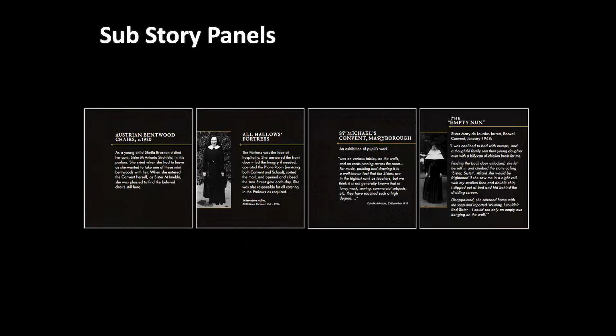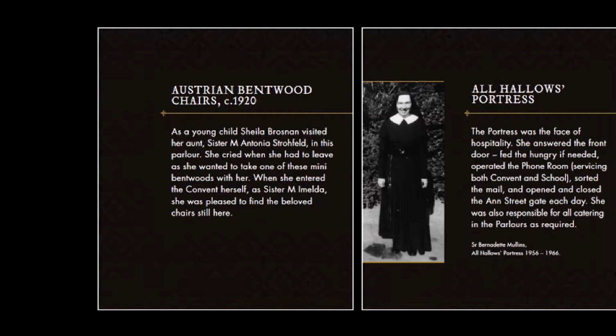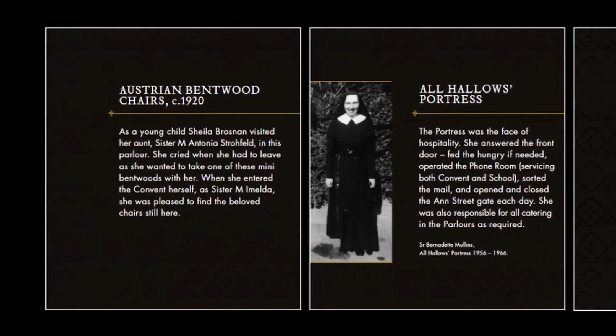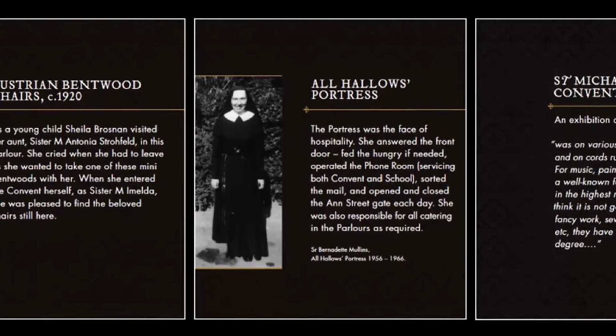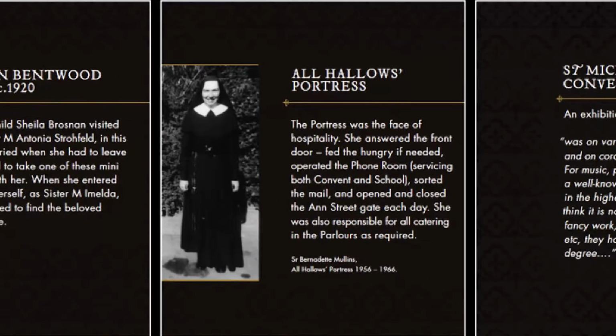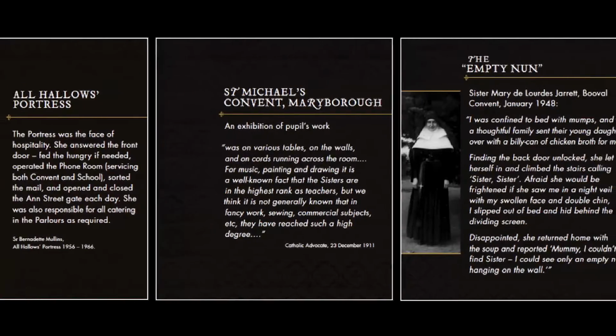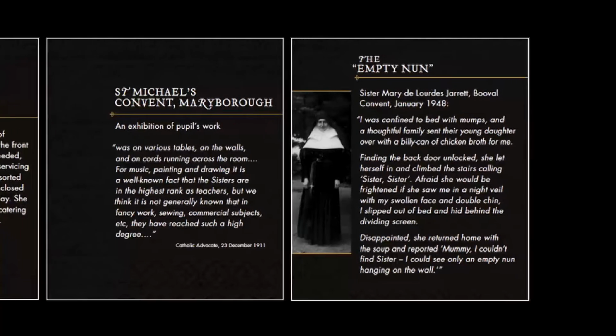All right, so sub-story panels, these are the little ones. There are 4 different ones here. One is a paraphrased anecdote. Another one is a sort of job description of a particular role of one of the sisters. And we had a really nice photo of that sister. That's a photo from about 1950, and we had a photo of her in her mid-80s standing next to that panel, being very proud that she was featured. The next one is a newspaper extract, and the last one is a story that one of the sisters told us.